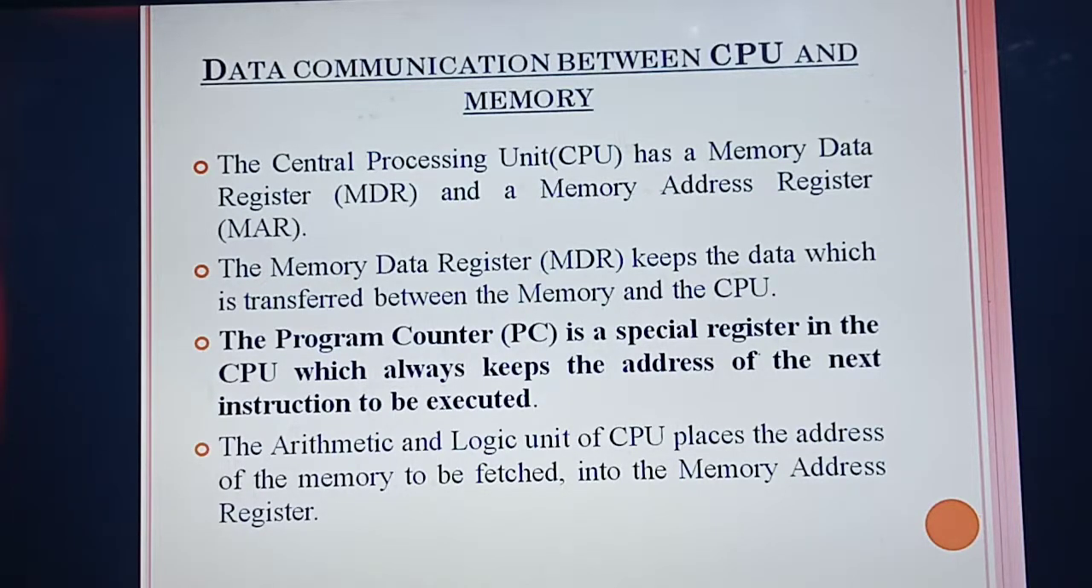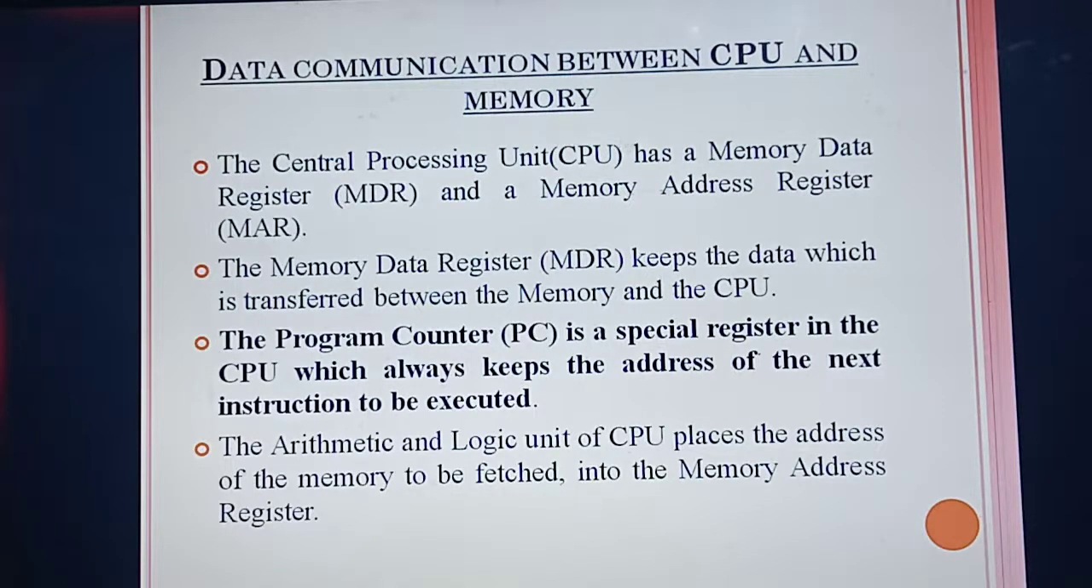Already you have studied 2 kinds of register inside the CPU. What are they? Memory data register and memory address register. So memory data register, what's the use? It will always keep the information about data transfer between memory and the CPU. So the next one is program counter. Very, very important 2 mark question. It is one kind of special register, and this special register is also kept inside the CPU. Important point, listen. This program counter will always keep the address of the next instruction to be executed.